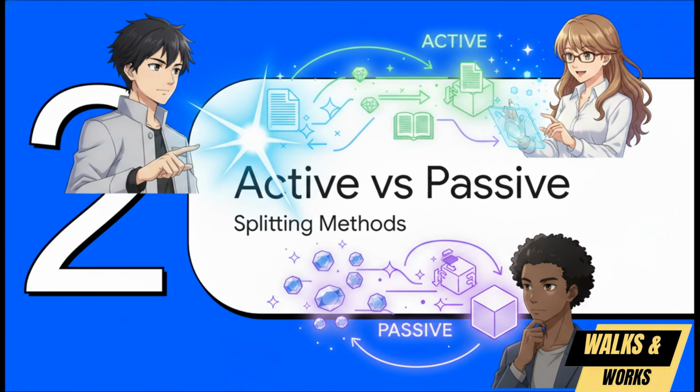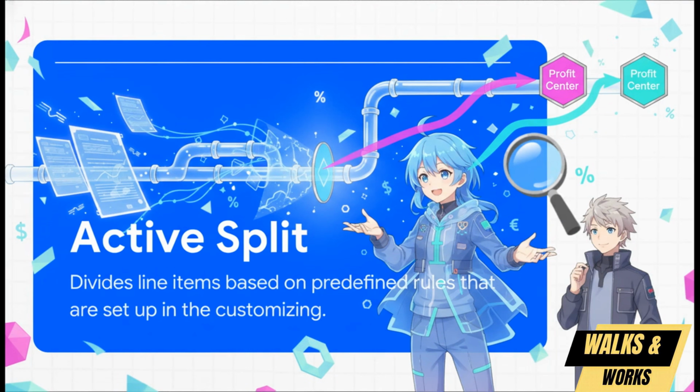Moving on to Section 2, active versus passive methods. So the first method the system uses is the active split. Basically, an active split does the heavy lifting on new documents by dividing vendor and tax lines based entirely on your custom expense rules. Think of an active split like a really smart automated mail sorting machine.